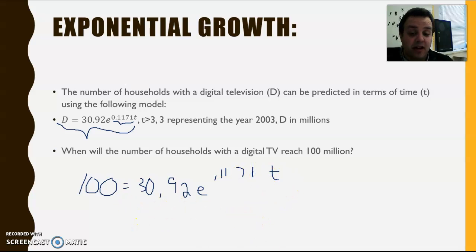Now I'm going to solve this equation for t, and the way I'm going to do that is how I solve an exponential. I'm going to divide by 30.92, then take the natural log of both sides, and then divide by 0.1171, okay? So we'll start by dividing by 30.92.